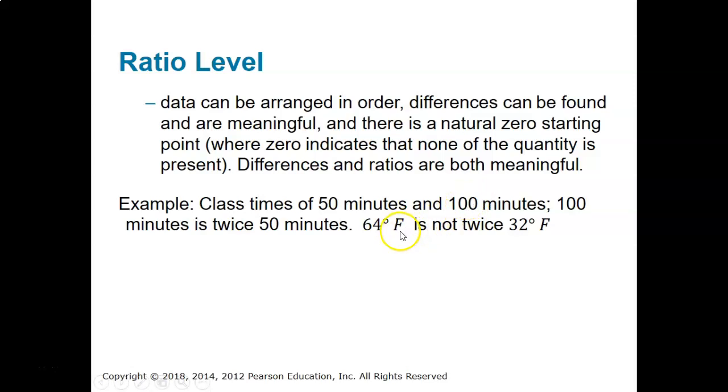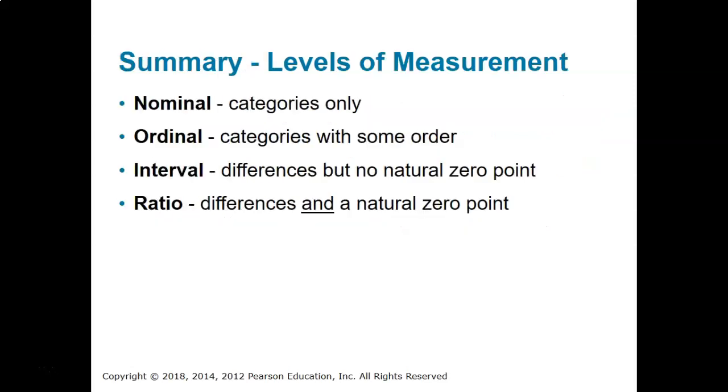But if we're looking at degrees Fahrenheit, because this is interval data, 64 degrees is not twice 32 degrees as far as the amount of heat present at that time, because 0 degrees Fahrenheit is not a true natural zero in that respect. Ratio data might be things like somebody's salary, their blood pressure, that type of thing. So a lot of the data that we're going to work with in this course will be ratio level data.